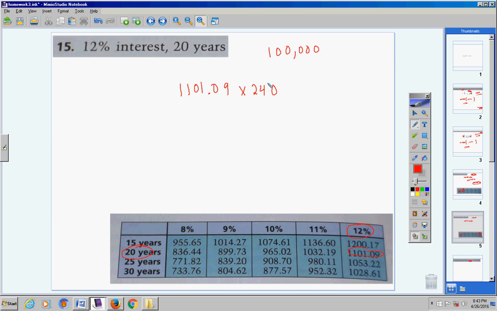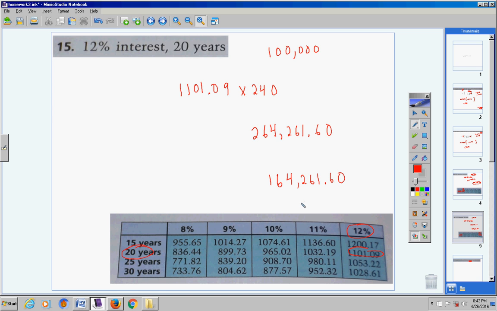So 1101.09 times 240. Here's how much you're going to pay. You're going to pay $264,261.60. You're supposed to pay $100,000. So your interest would be, subtract these two numbers. Your interest would be $164,261.60. Alright. Let me check the answer key, and that is correct.